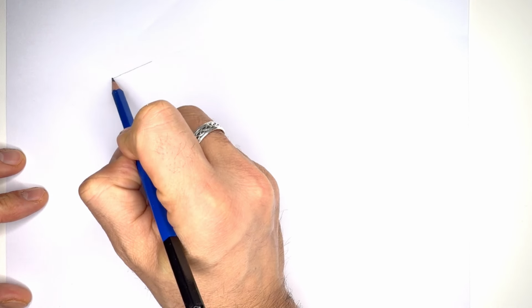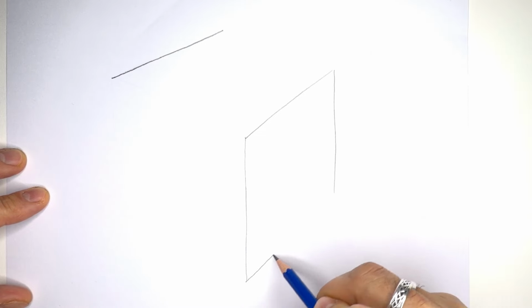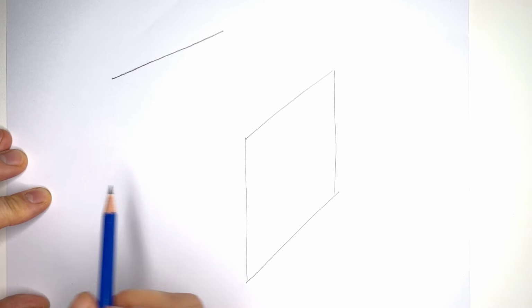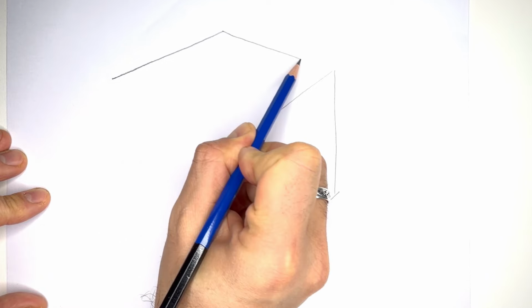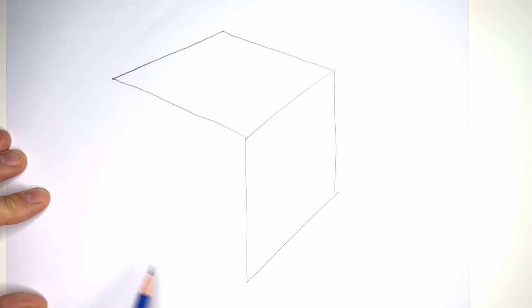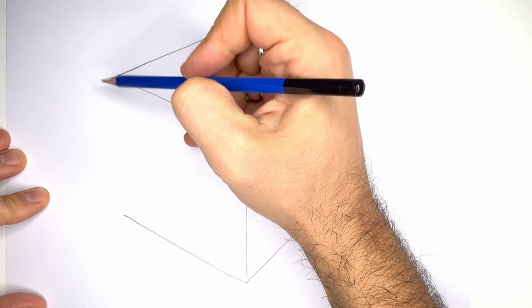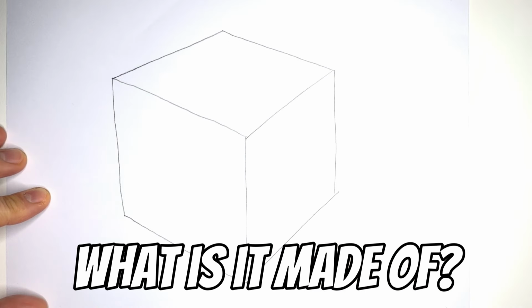Up until now, we've been drawing things that exist. Lines learn discipline. Shapes learn cooperation. Light and shadow learned exactly where the sun likes to hang out. But today we ask a slightly dangerous question. What is this thing actually made of?